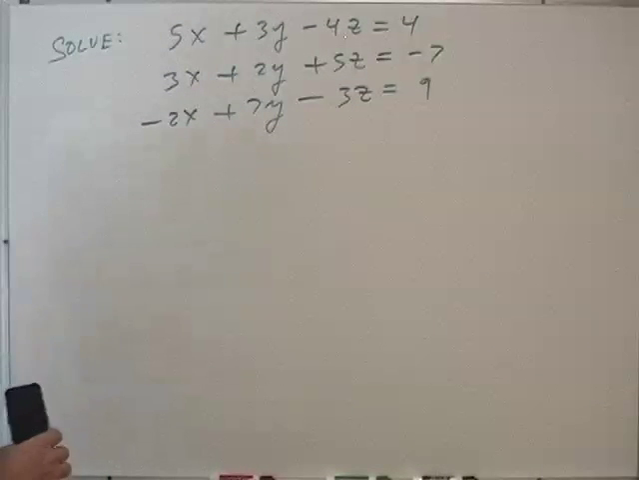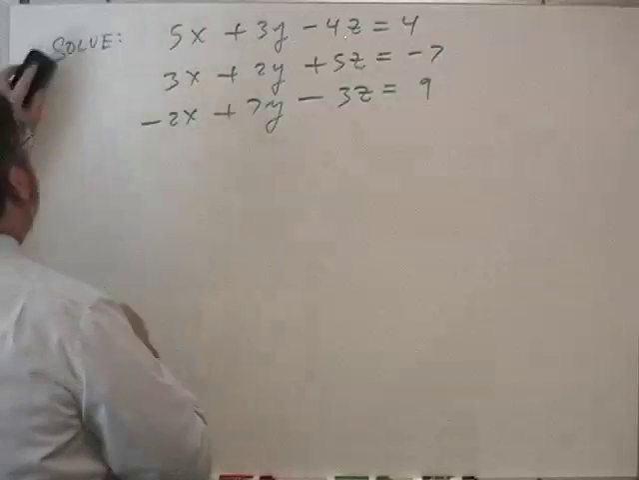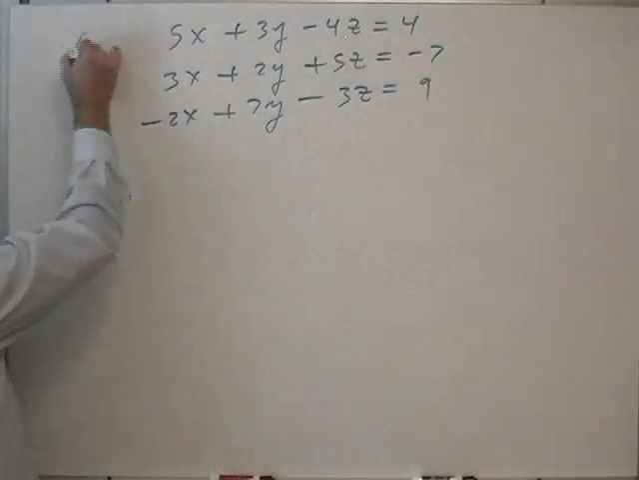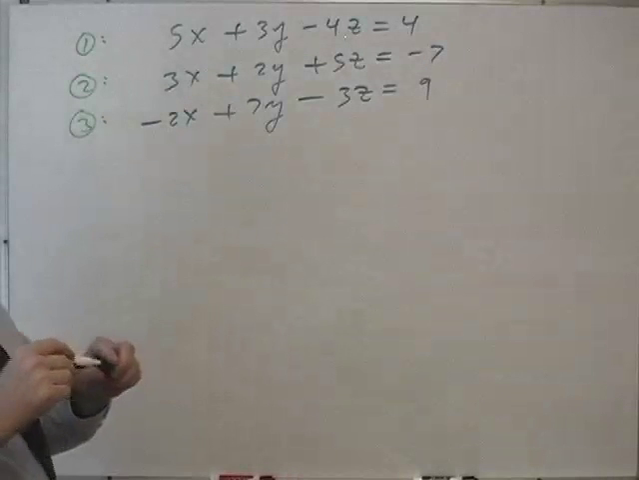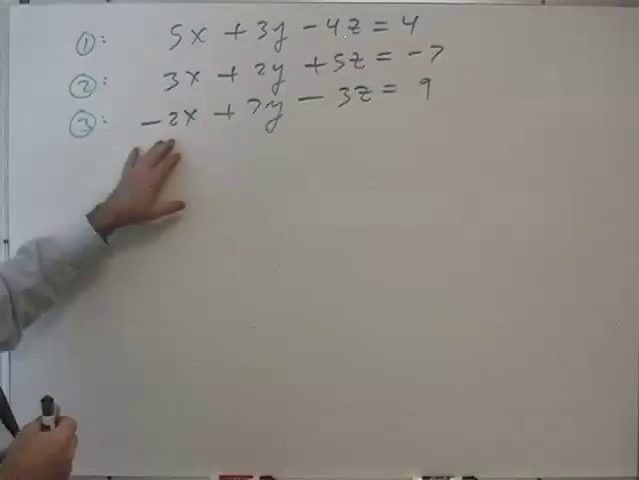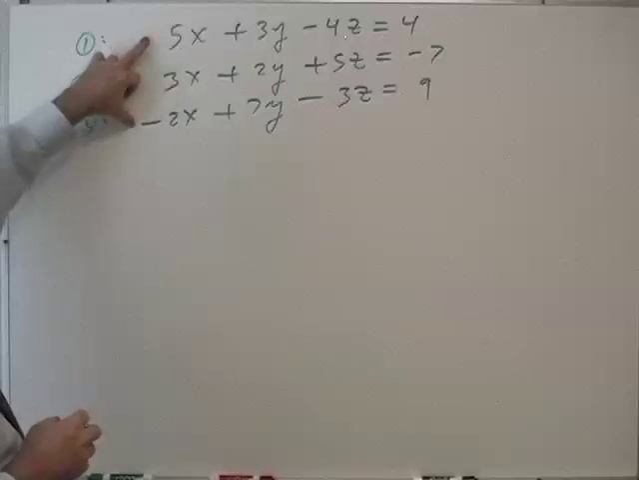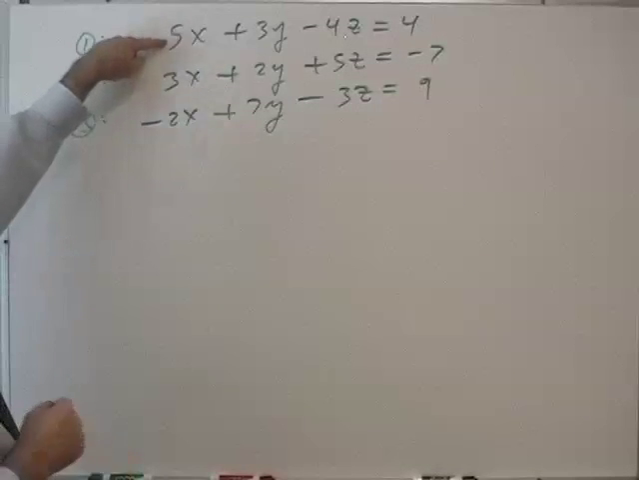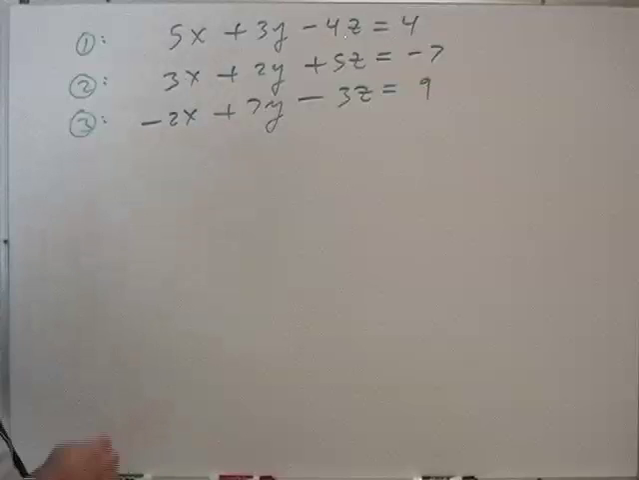Shall we eliminate x, y, or z? I don't think it matters a lot. Let's eliminate x. So I'm going to pick on x, and let's label the equations again. There's equation 1, 2, and 3. I'm looking at these, and I'm thinking the negative will cancel with a positive pretty well. So how about we cancel negative 2x down here with a 5x, and we would do that by multiplying the top equation by 2 to make it 10x, and this one by 5 to make it negative 10x.